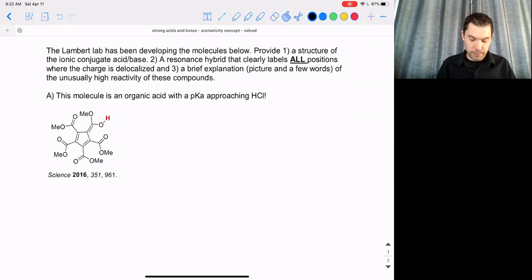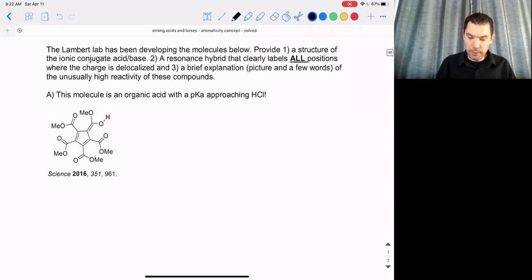This molecule was first published in 2016 in a publication in Nature. And what's really exciting about this molecule is it's an organic OH bond that has the same kind of acidity as HCl. And so that's crazy acidic for an organic OH.